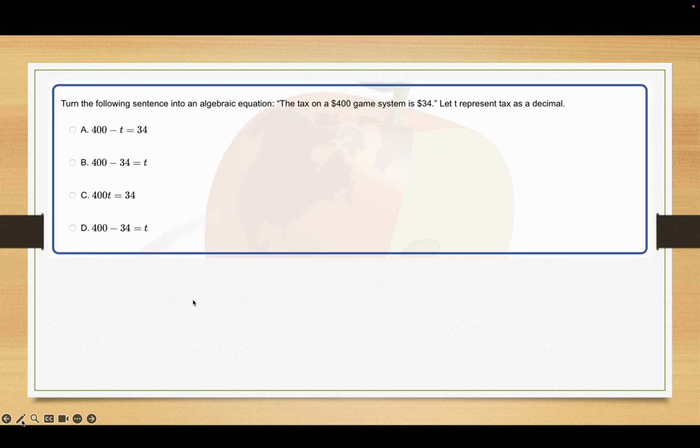Okay. Turn the following sentence into an algebraic equation. The tax on a $400 game system is $34. T represents tax as a decimal. Go ahead. Okay, so the big understanding here is that when you do tax, you multiply because it's the percent of the cost. So of in mathematics is multiplication. So that's going to be choice C, 400 times the tax is going to be 34.